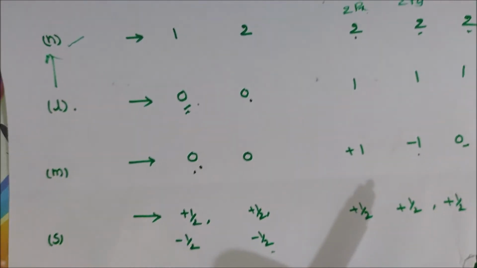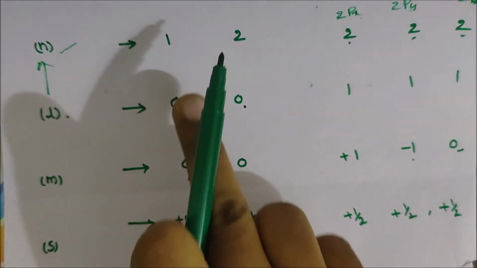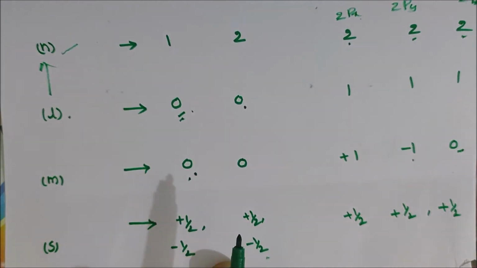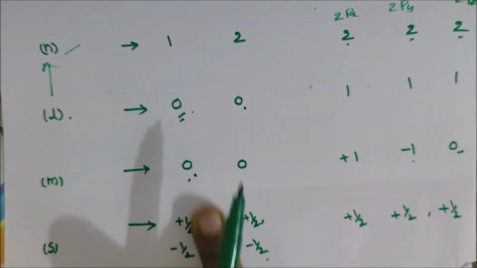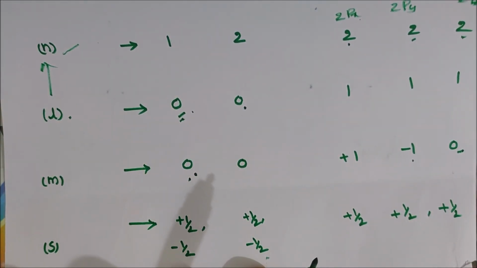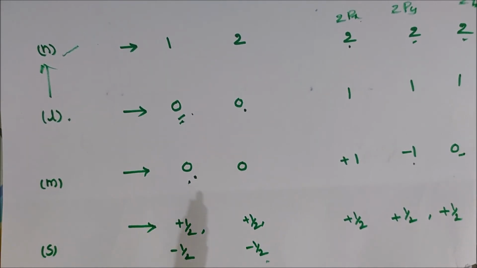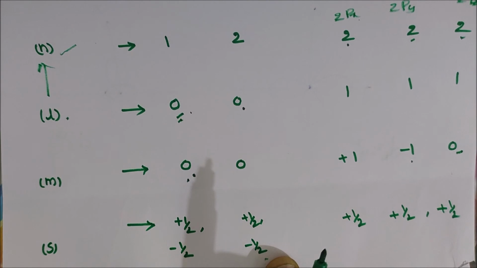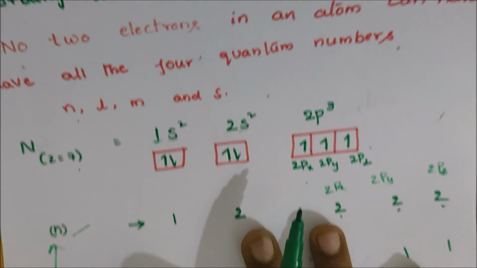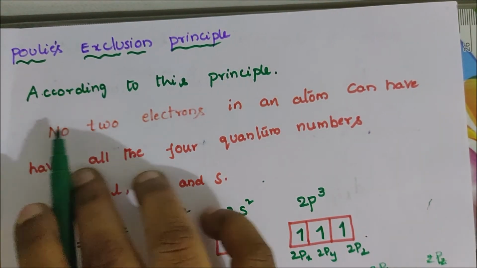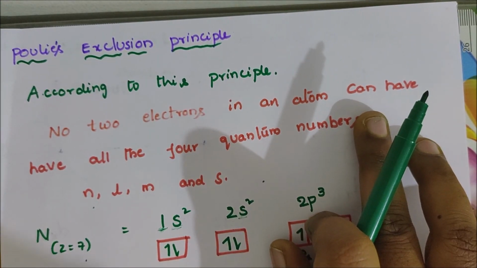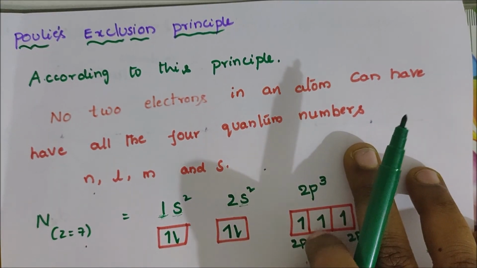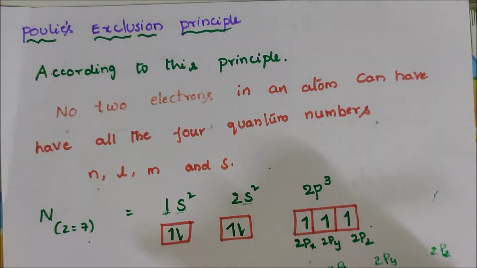So this all says that no two electrons in an atom can have the same set of 4 quantum numbers. According to this principle, no two electrons in an atom can have all 4 quantum numbers equal. This is called Pauli's exclusion principle.